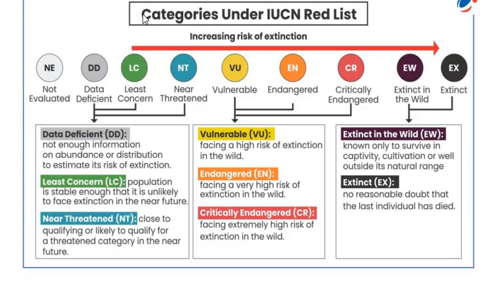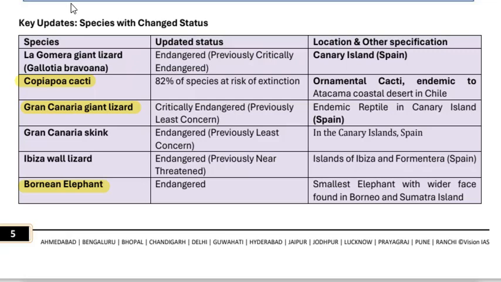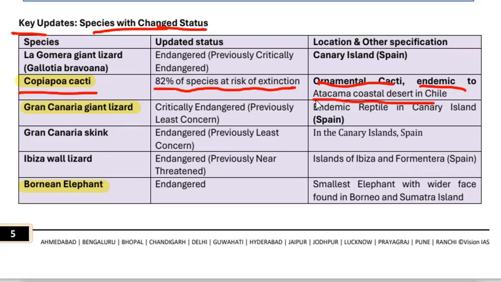These are the categories under the IUCN red list. Don't need to remember this. I have added some points. There are some key updates: species with changed status. You don't need to remember all of this. Try to just look into these 3 that I have underlined. First is Copiapoa cacai. Updated status is 82% of species at risk of extinction. This is an ornamental cacti endemic to the Atacama coastal desert in Chile.